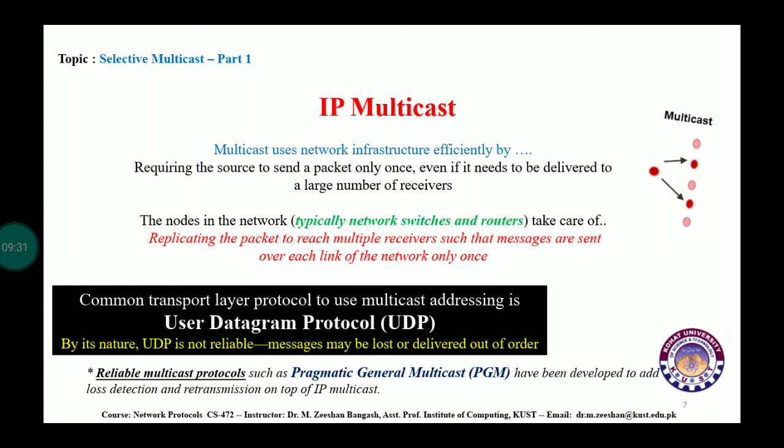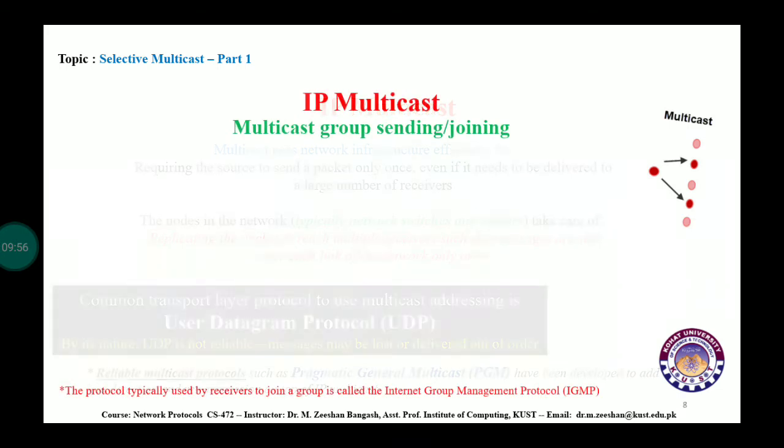However, another protocol, PGM or Pragmatic General Multicast, has been introduced that adds reliability to IP multicasting. It was developed to add loss detection and retransmission on top of IP multicasting. So it's a feature added to IP multicasting, which is the PGM protocol.